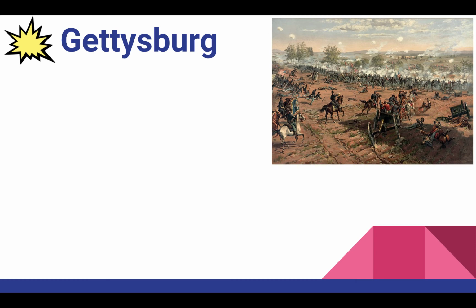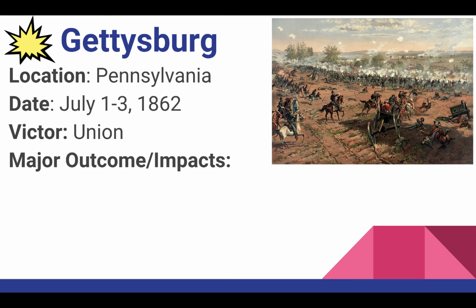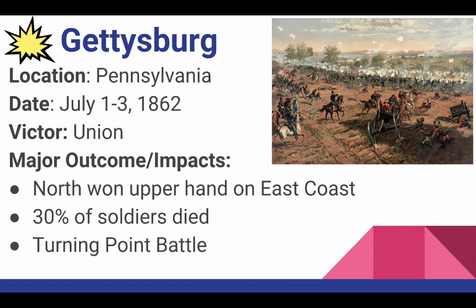Gettysburg was when the South actually took the offensive. They made it all the way up into Pennsylvania. This is July 1st through 3rd, 1863, a 3-day-long battle. The major victor was the Union, and the major outcome was that the North won the upper hand on the East Coast. 30% of soldiers from this battle died, a staggering number, thousands of men, and it was a major turning point battle for the war.